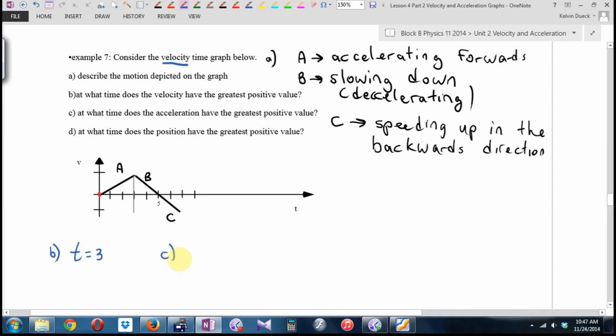C says, at what time does the acceleration have the greatest positive value? Now, where does acceleration appear on a velocity time graph? Slope. So really what this is saying is, when do you have the biggest positive slope? It's a range of times. Between what seconds? Between 0 and 3.